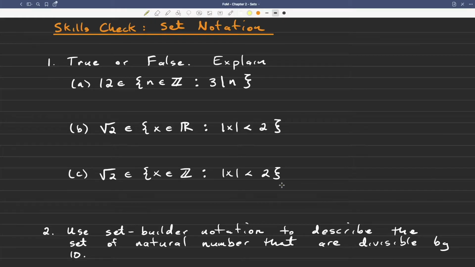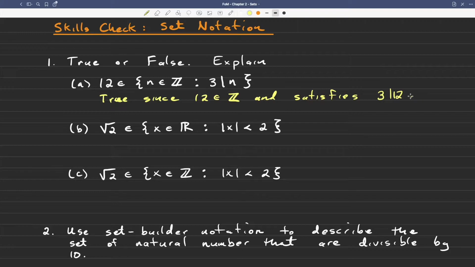All right, welcome back. So true or false, is 12 in this set of integers n with the property that 3 divides n? So first of all, you ask yourself two things. Is 12 in the universe in question? Yes. And then secondly, does 12 satisfy the membership condition? Does 3 divide 12? Yes. So then it's in the set. So this is true since 12 is an integer and satisfies 3 divides 12.